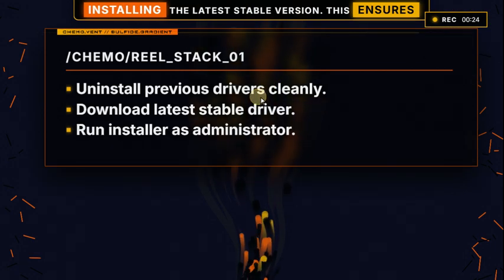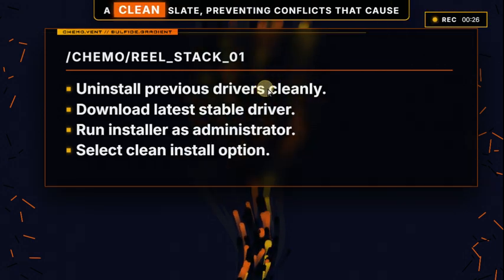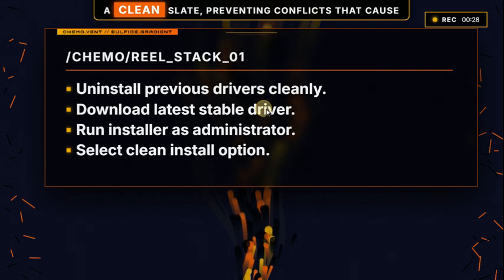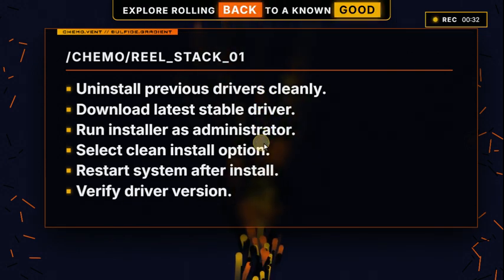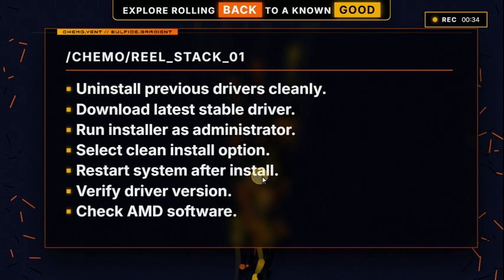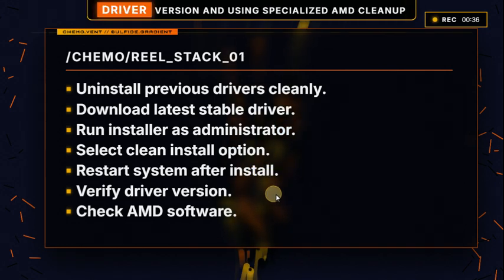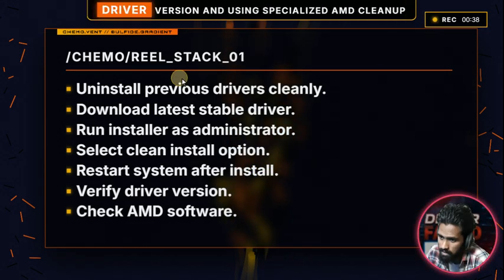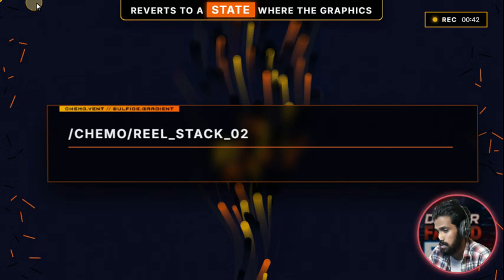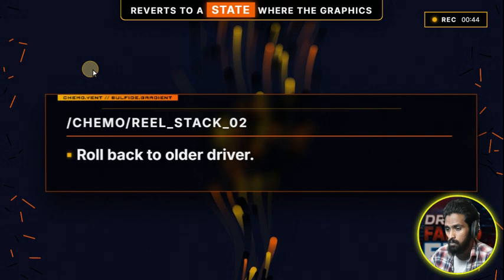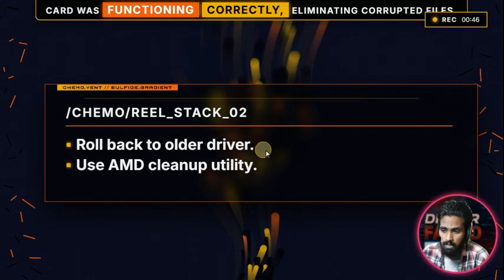This ensures a clean slate, preventing conflicts that cause installation failures and black screens. Next, we explore rolling back to a known good driver version and using specialized AMD cleanup tools. This method is effective because it reverts to a state where the graphics card was functioning correctly, eliminating corrupted files.